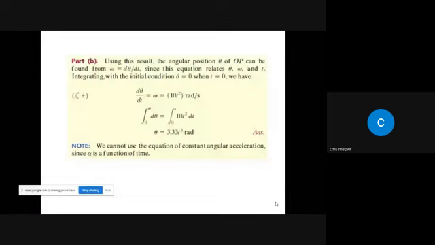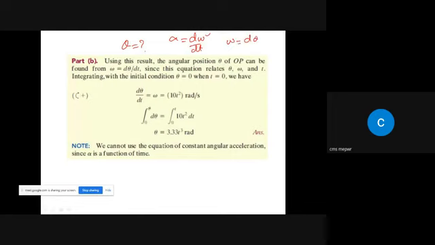Now what we need to find out is that theta is unknown. So initially when we had alpha, we used this equation, and from here we found out omega. Now we have omega, so we know that omega is equal to d theta by dt. So by taking this one over here, we get omega dt is equal to d theta, right? So take integration on both sides. When you do so, you will get this equation, right?